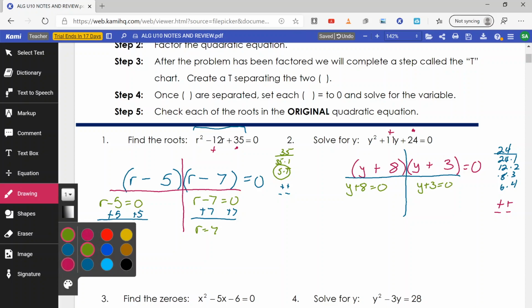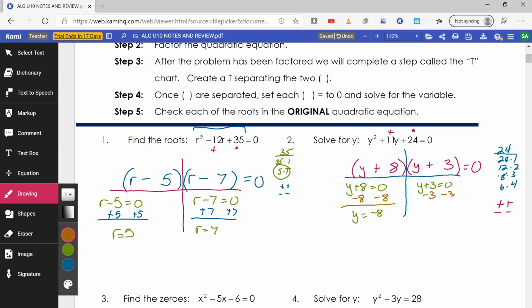And all I'm going to do is solve for y. So here we have to subtract 8. So we end up with y equals negative 8. And then on this side, we subtract 3 from both sides, and we get y equals negative 3.